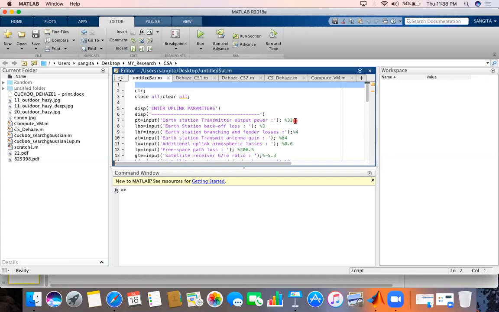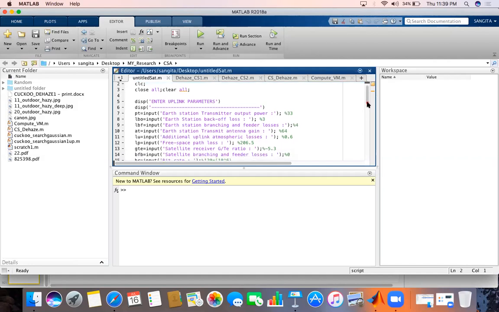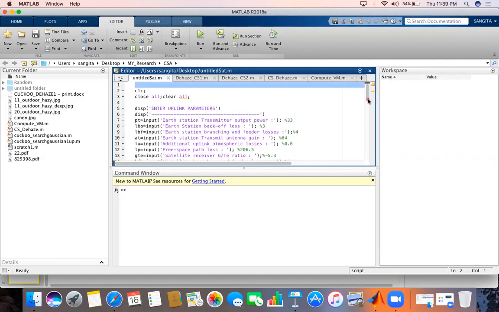I have arranged this beforehand so that it will be easier to put the values. You can obviously change these values as you like, but whenever you start any programming, you should first set some values so that a good amount of output comes. Then you change them on your own. Then earth station backoff losses is 3. Earth station branching and feeder losses is 4. Earth station transmitter antenna gain is 64. Additional uplink atmospheric losses is 0.6. All these values are given there, we will do it slowly. So I'm running the program, let's see what is happening.